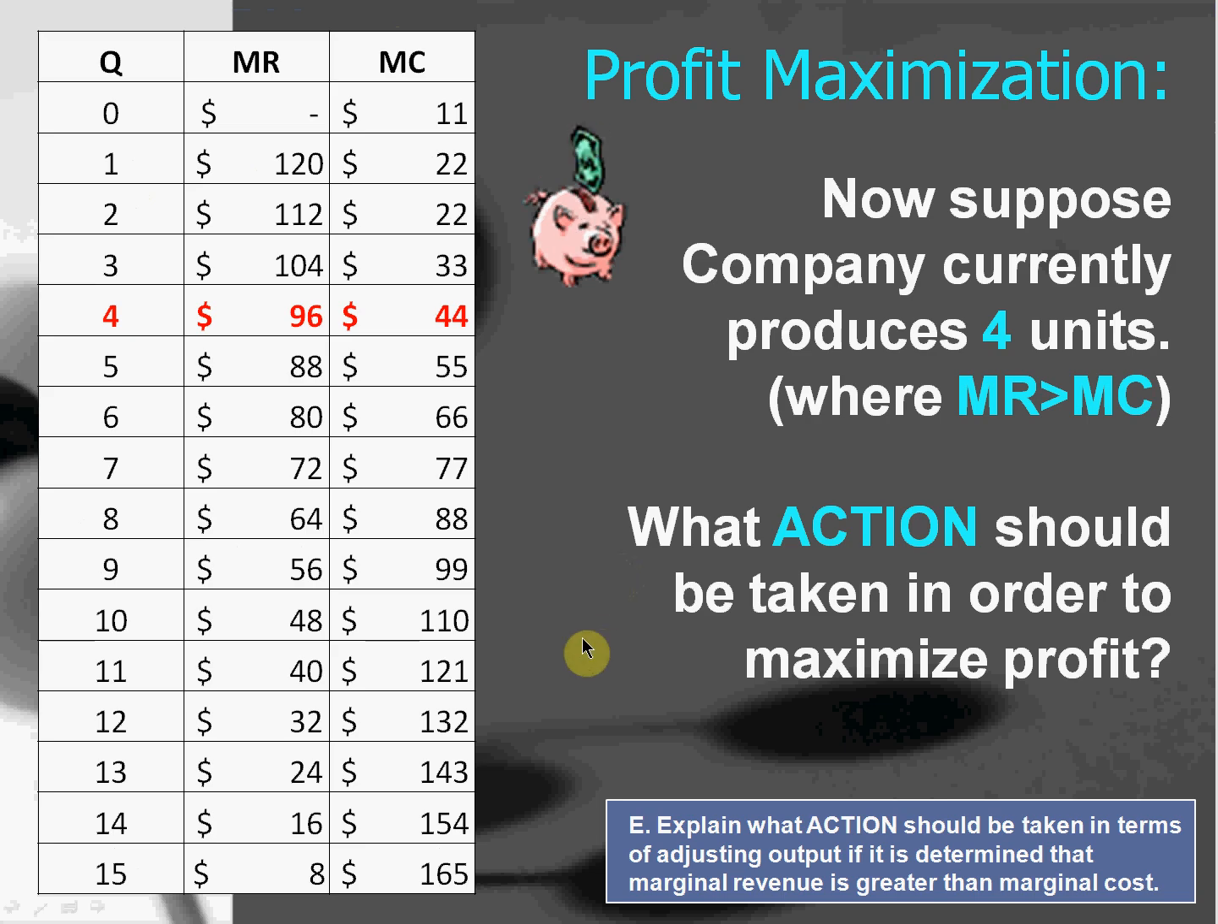Element E asks to explain what action should be taken in terms of adjusting output if it is determined that marginal revenue is greater than marginal cost. In this theoretic example, using our data, assume that we are at output level 4. This is a level where marginal revenue is greater than marginal cost. What action should be taken in order to maximize profit? The firm should continue to expand production in an effort to reach the point at which marginal revenue equals marginal cost.